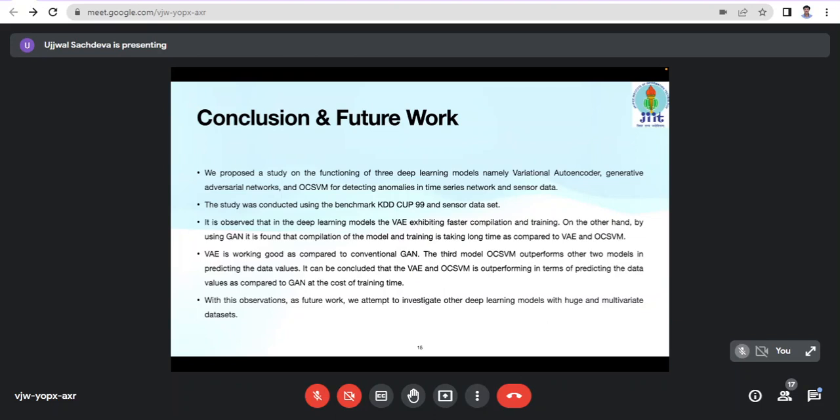With these observations, as future work, we attempt to investigate other deep learning models with huge and multivariate datasets.